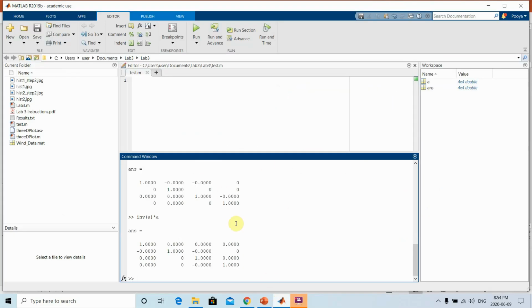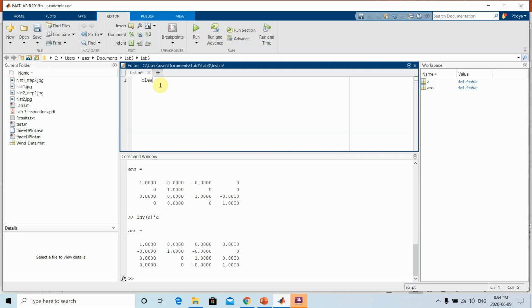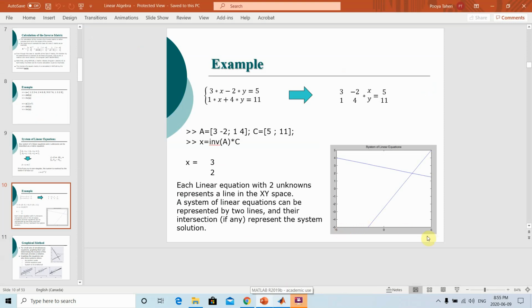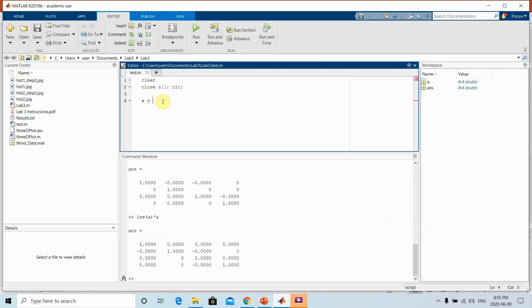So we want to visually represent this. First I want to write clear, close all, clc. Clear would clear all the variables that we have in the workspace. Close all would close all the figures that we have open from previous runs of MATLAB code. clc would clear the command window. Now, the first thing we want to do is provide a range for our x values. In the picture that I had, I chose from -5 to 5. Let's do the same. We can actually do from -10 to 10.